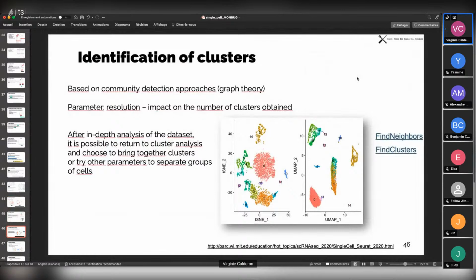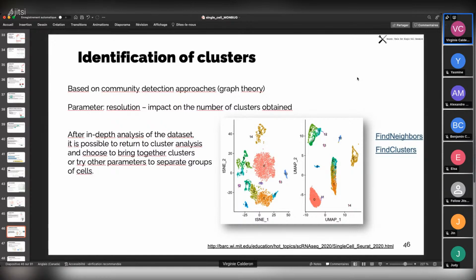The identification is based on community detection approaches, so it's based on graph theory. It's pretty straightforward, I would say. But there is only one parameter you need to choose. It's called the resolution, and it will impact the number of clusters obtained. So that's something really important here. You can use the default resolution parameter, and then try maybe two other resolutions, maybe increase or decrease this parameter, and see how it impacts the graph.